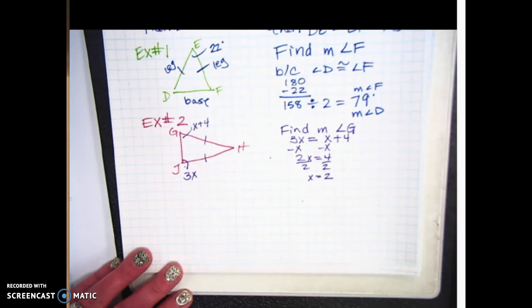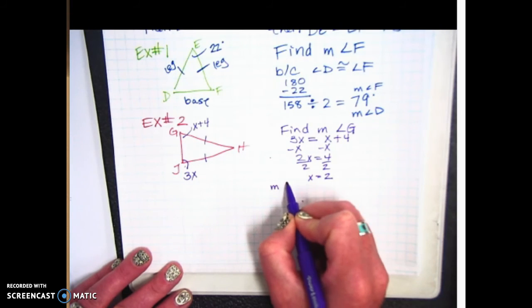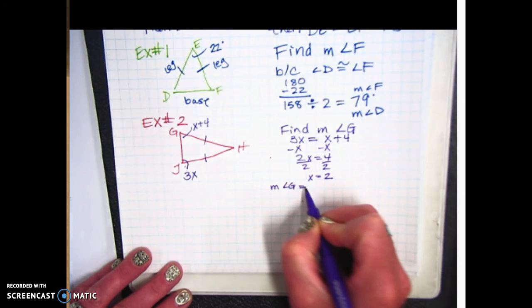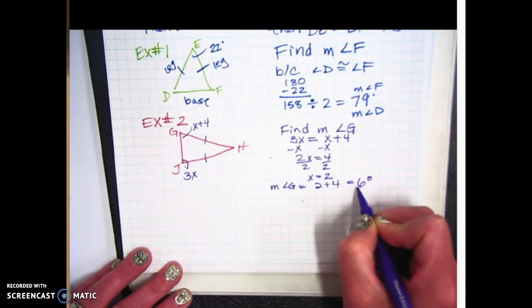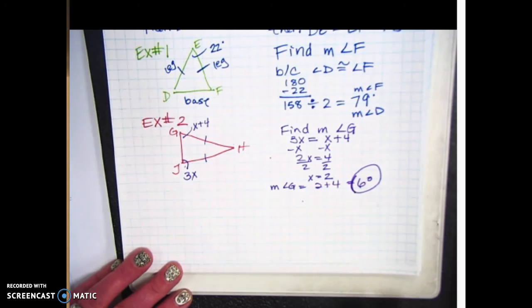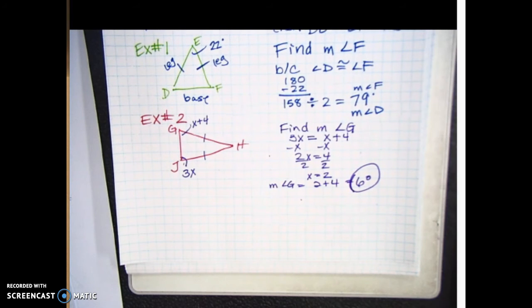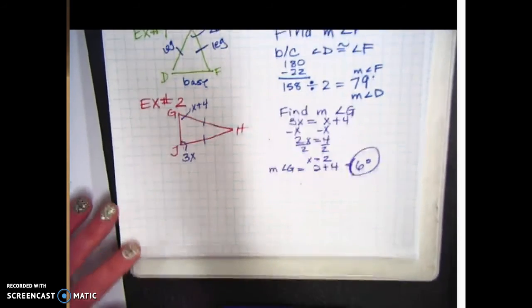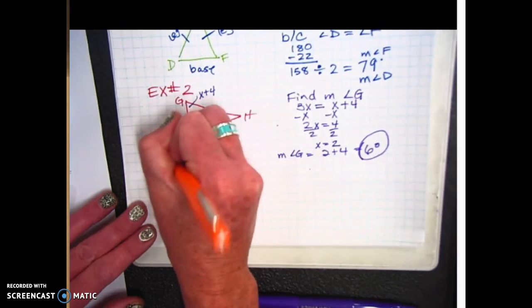If you're only asked to solve for x, you can stop there. But if you're asked to solve for an angle, you have to plug back in. So the measure of angle G is going to be equal to 2 plus 4, which is 6. So 6 degrees. Okay? Any questions on example number 2? All right, one more box to go. Example number 3.